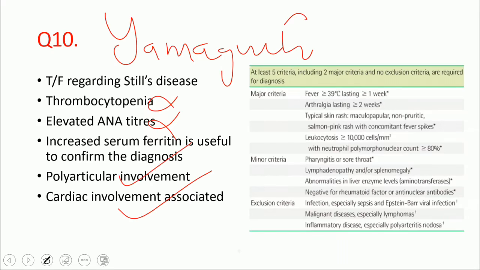So to apply the Yamaguchi criteria, you have to exclude other diseases. There is no magic marker for Still's disease. Increased serum ferritin is useful to confirm the diagnosis. Take a ferritin. Ferritin is high, there is no doubt about that, right? It is clearly high, but it is a non-specific test. If there is inflammation anywhere, the ferritin will go up. So it is a non-specific investigation, right? You cannot confirm the diagnosis with it. That is wrong.